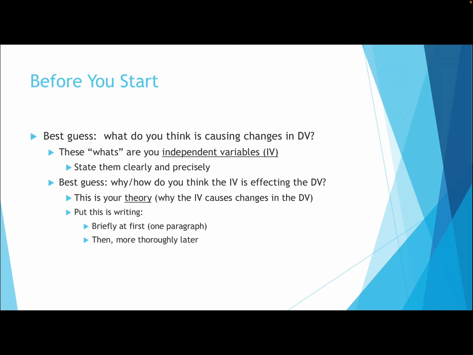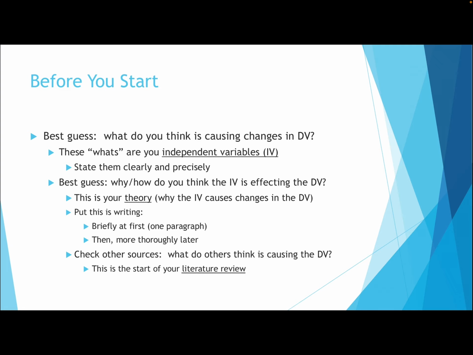Then you're going to put this in writing. You're just going to write it down. Just sit right there and write it down, a one-paragraph thing. You have your independent variable, you have your dependent variable. Why does the independent variable cause the dependent variable to change? And then later on, once you get a little more information, you can be more thorough about that. But for now, you just have your idea on paper. Boom. And it's there. And don't lose that piece of paper. That's why you're going to have a conflict journal. You're going to keep and work on it the whole time.